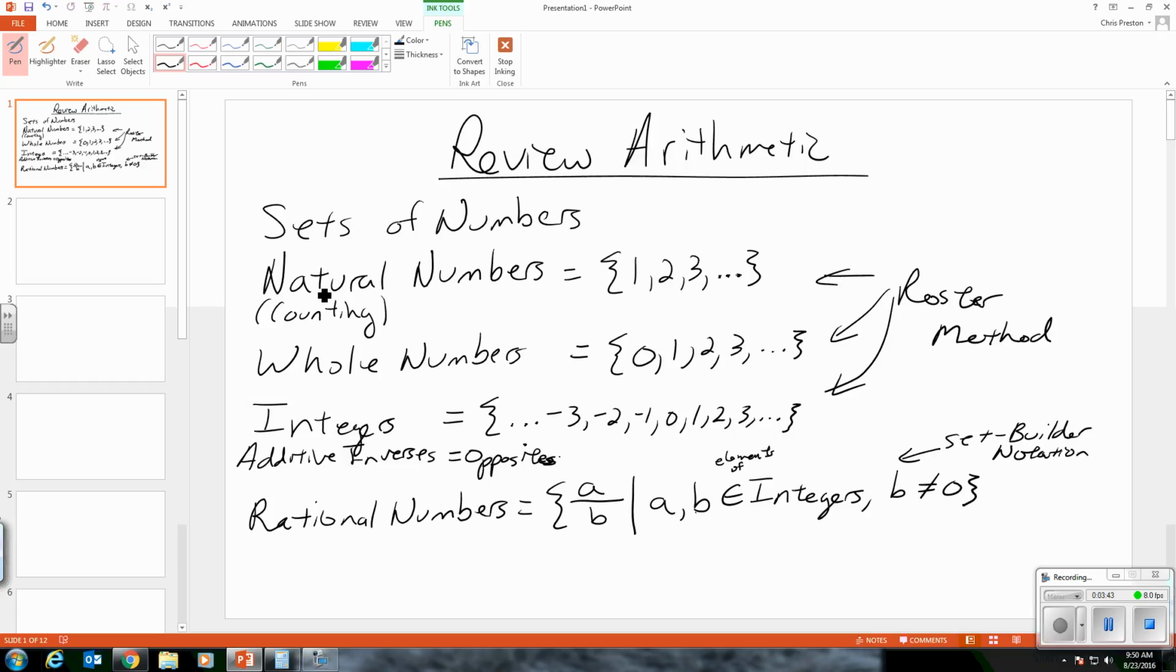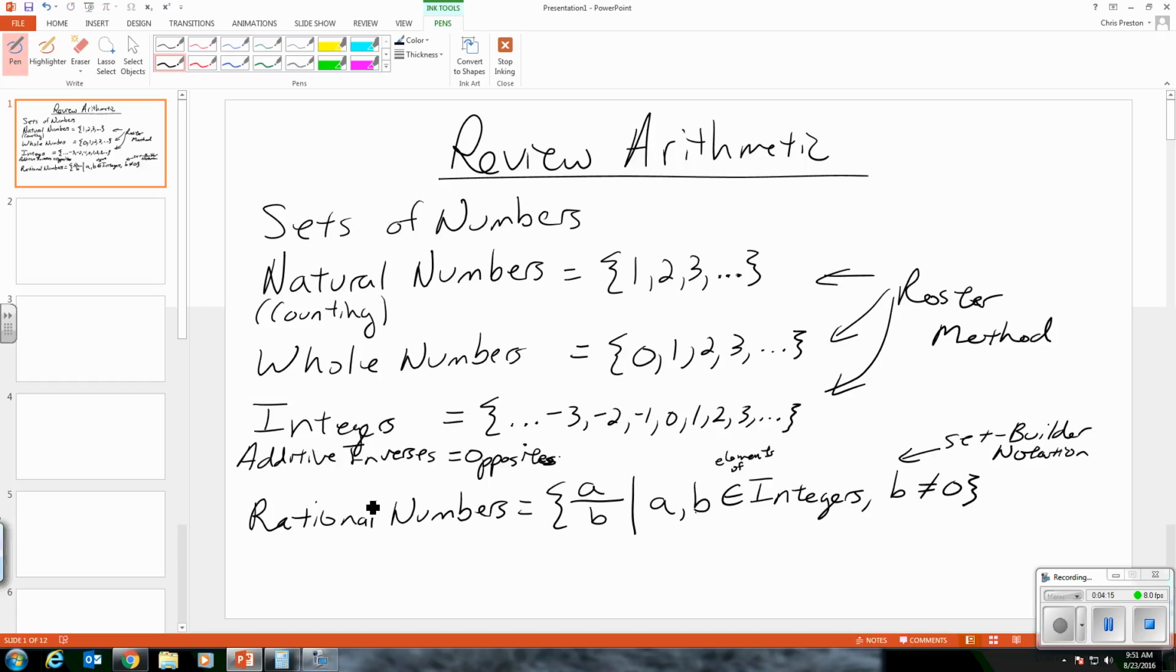Up to this point, every new set of numbers includes the previous set of numbers. So all natural numbers are also whole numbers. Now 0 is a whole number but not a natural number, but every other natural number is also a whole number. Every whole number is an integer, though there are integers that aren't whole numbers. Every integer, and therefore every whole number and natural number, is a rational number, but there are rational numbers that are not integers or whole numbers or natural numbers.